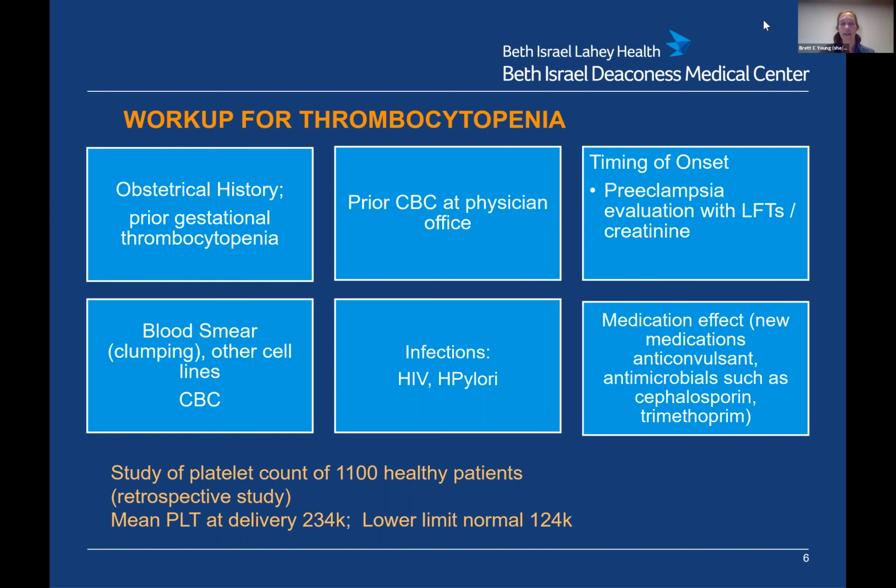We do know that in general, this came from a study of about 1,100 healthy patients without any known thrombocytopenia. This is a retrospective study. The mean platelet count at delivery was 234,000. However, the lower limit of normal was 124,000. So many of our patients will have platelet counts under 150,000. And we're going to talk about diagnosis of ITP. But many of our patients will have a platelet count of, let's say, 130,000, which actually is just considered a normal variant.